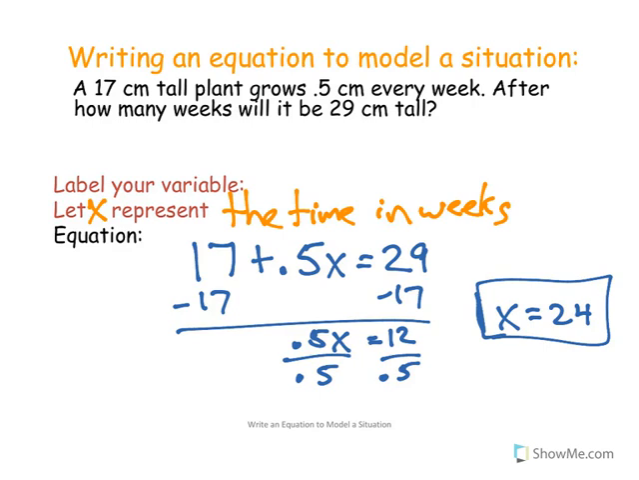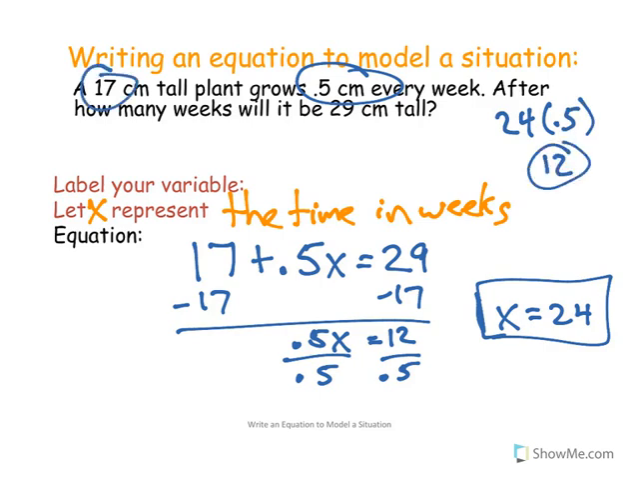So what's happening? Well, if it grows 0.5 centimeter per week, after 24 weeks, 24 times half is 12. So it started at 17. Right? We added 12 centimeters, right? That's going to get me to 29. That's my check.